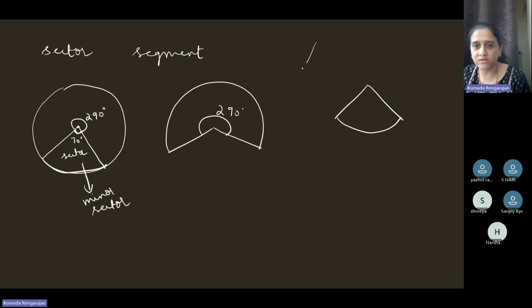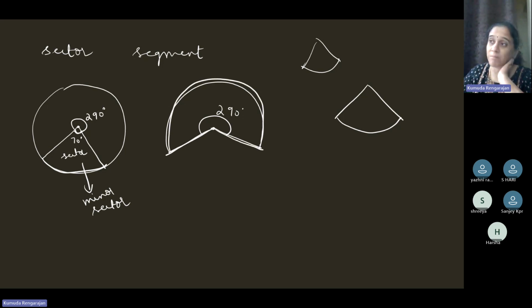It need not look like this always. Don't look for a piece like this. See if the closed figure satisfies the definition. In the figure, if you can see two radii and one arc, then it's a sector. So here you see two radii, the center, this is a radius, and this is the arc.